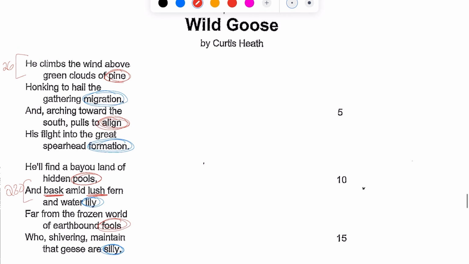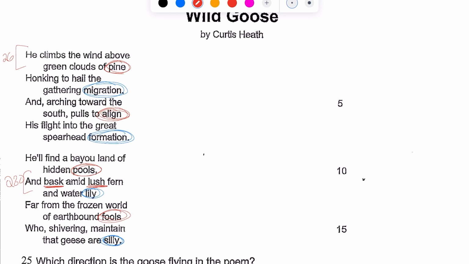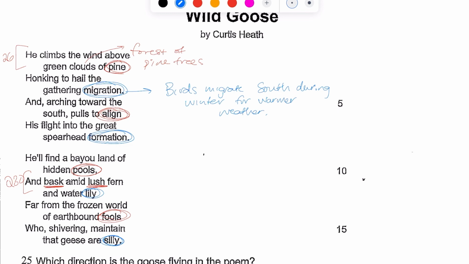And when we're looking over here, the climbing above the green clouds of pine, here we're using clouds, again, to symbolize these pine trees, this forest. So we have a forest of pine trees, and they're really densely packed together, so they're so close together that it looks like a cloud of just pine trees. And now this goose is honking to hail the gathering migration. So geese, they migrate south like other birds. So some birds migrate south during the winter for warmer weather. Otherwise they might not be able to survive in the cold.